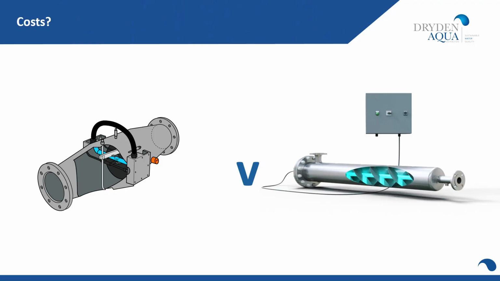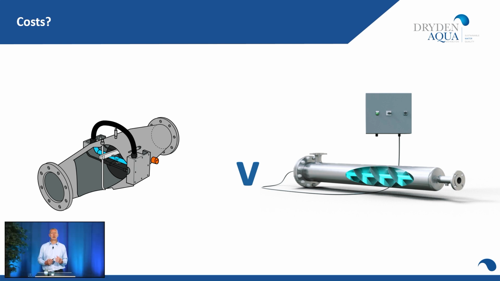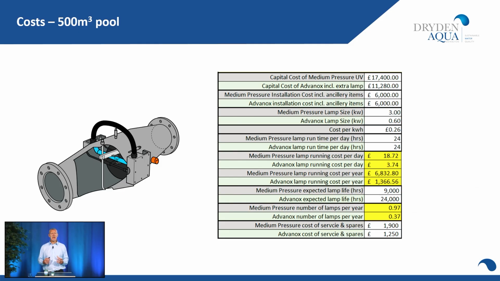So I've done some analysis on the costs and compared the two with one another, and I just want to run through that with you, because this is really where we can save commercial pool operators significant amounts of money. If we take a typical 500 meter cube pool, the size of a medium pressure UV system for this type of pool, and I'm talking in pound notes here, sorry guys that are over in Europe or around the rest of the world, but it's all relative, I'm sure.